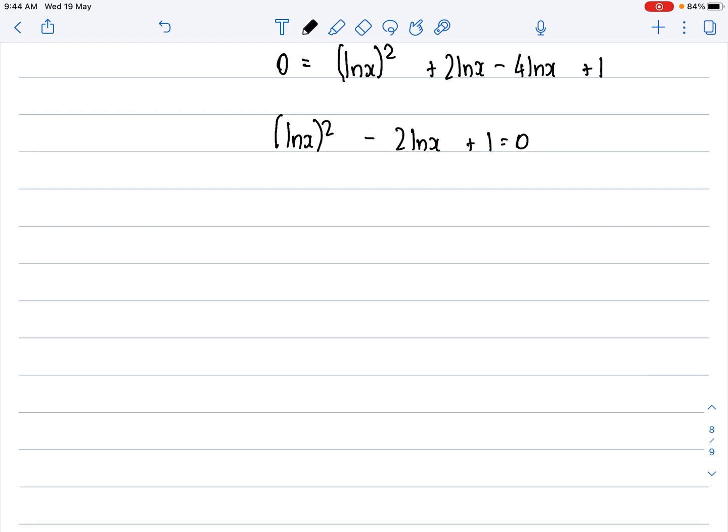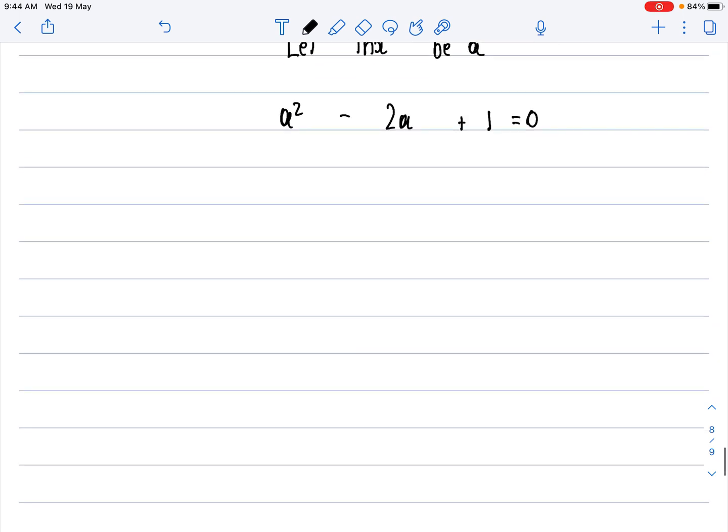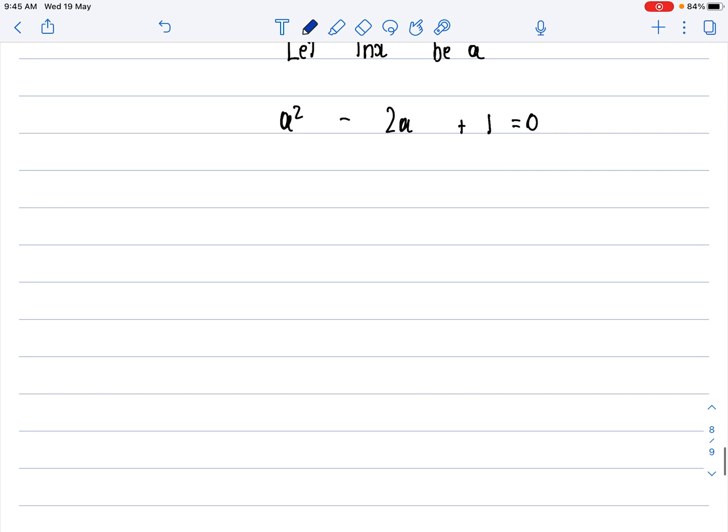Now if you see, this is basically a quadratic. So how do we solve a quadratic? I can say let ln x be a. So I can write this as a square minus 2a plus 1 equals 0. Now I can solve this on my calculator.